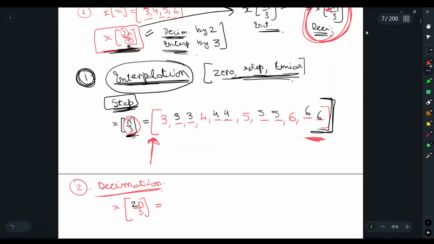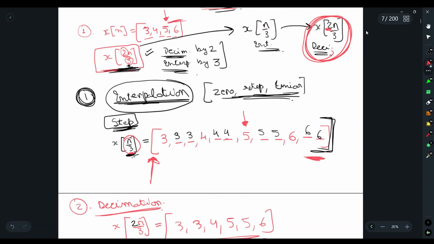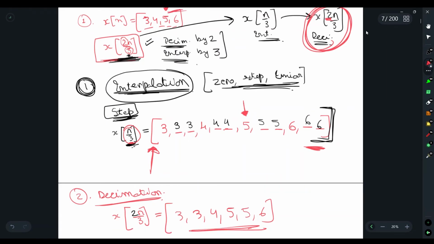On doing so, what you will get is 3, 3, 4, 5, 5, 6. Now if you have watched the previous video, you will be able to understand what I am doing, but I will discuss it again over here. We had the pointer on 5 as it was given in the question. See, the pointer is on 5. So for decimation by 3, what we will do is we will be taking jumps of 2.